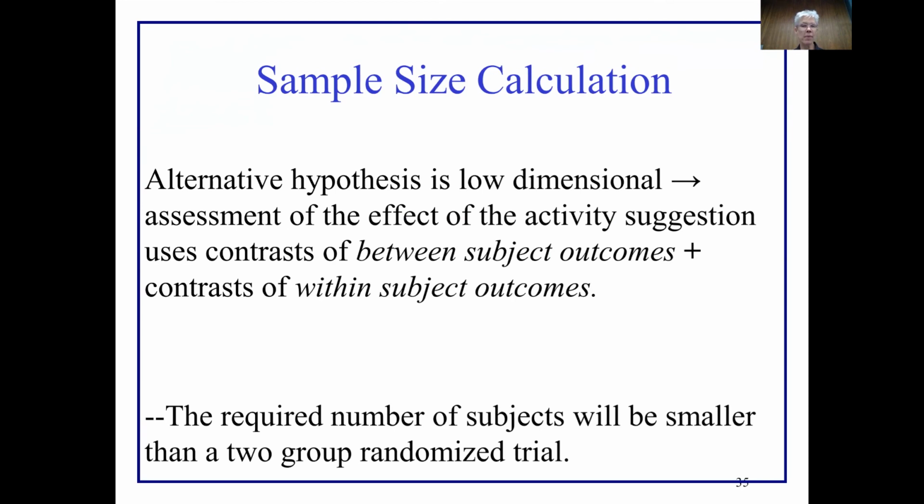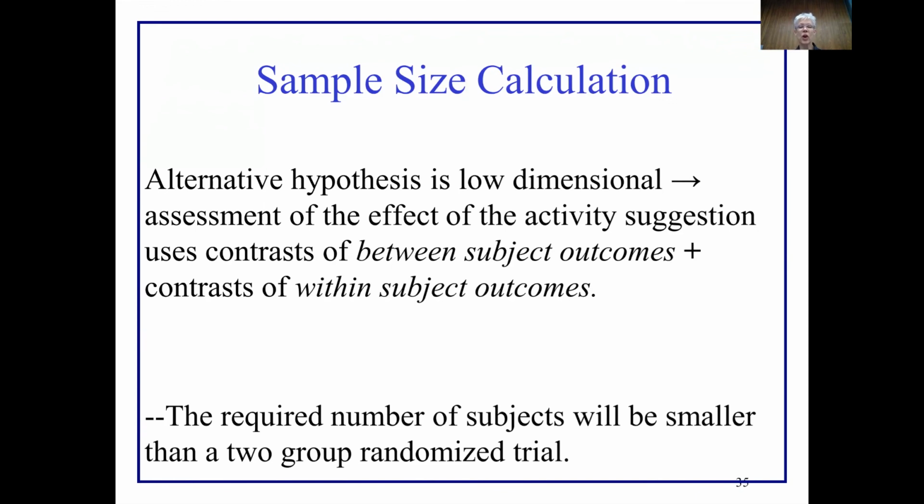And this has payoff. The payoff is that when we go to size the study or analyze the data, we're able to use contrasts not only between subject outcomes, those who got a treatment at a particular time versus those who did not. We're also able to use within subject contrasts, that is, times at which you got a treatment versus times at which you didn't. And it's all because of this alternative targeting a relatively low dimensional quadratic.